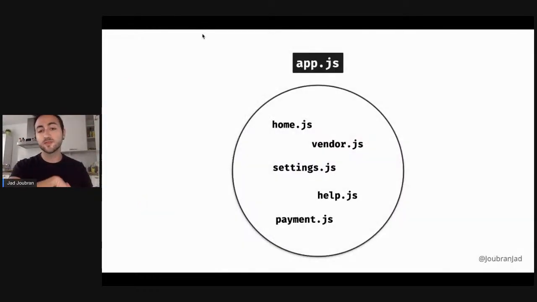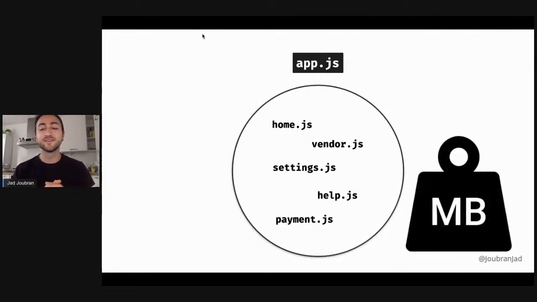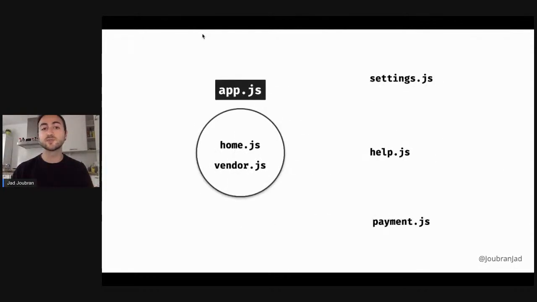Another tip, this is actually not the tip, this is what we used to do, is where you have your app.js, and you have the home, the vendor, settings, help, and payment. You have all of your JavaScript in just one file, and that file is going to be quite big. Instead, what you want to do is split it using code splitting. So you create a bundle of the app.js which contains the minimum requirements, like the home.js and the vendor.js.